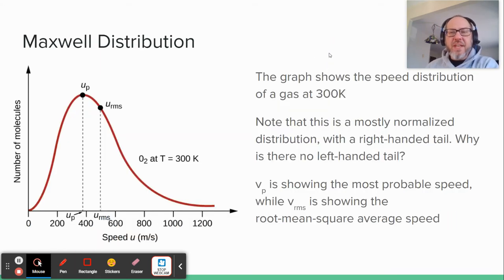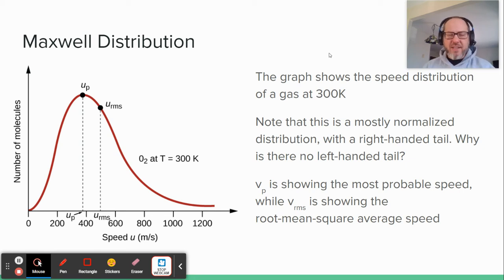So, how do we know this? We know this based on the Maxwell distribution. The Maxwell distribution is a graph of the speed or temperature of the particles and the number of particles in that sample that have that particular speed or temperature. Because temperature is proportional to the average kinetic energy, you could use the x-axis as temperature, or you could have the x-axis as speed of the particles. Here I have it as speed of the particles.